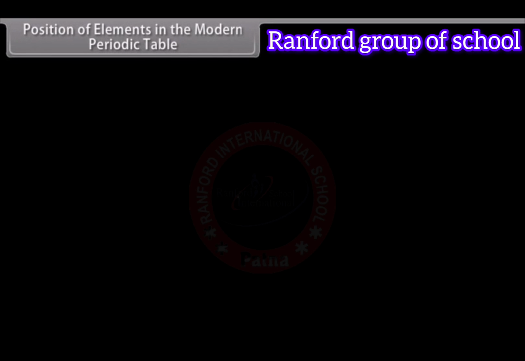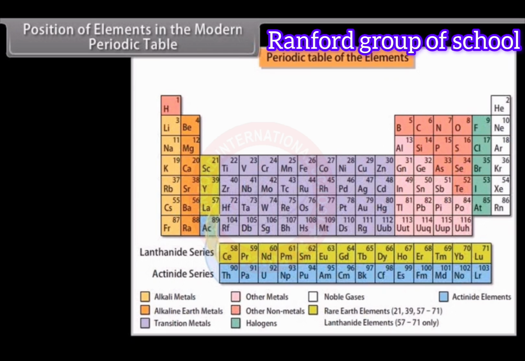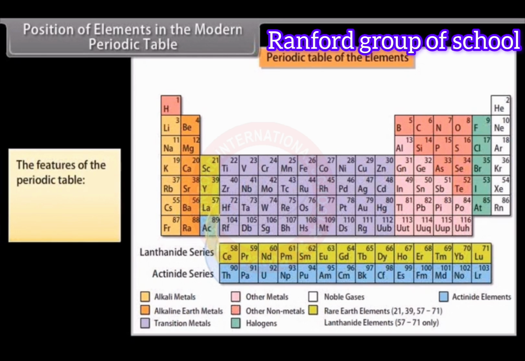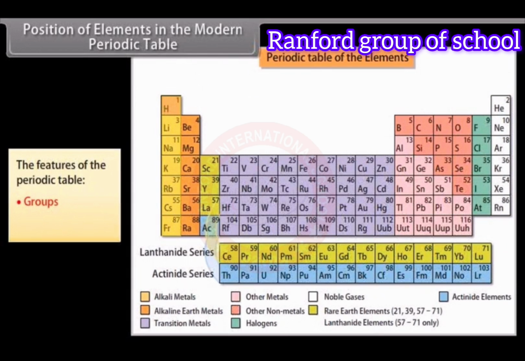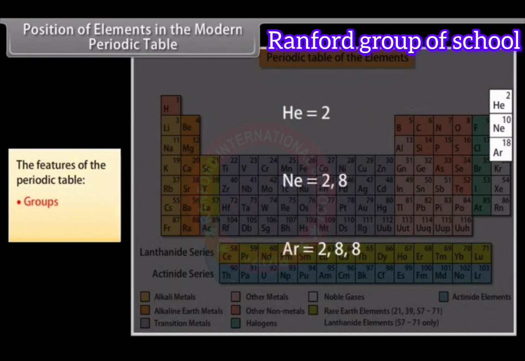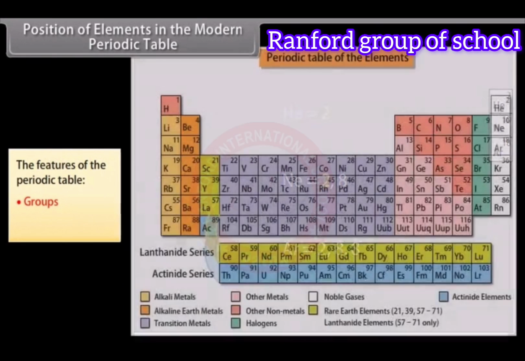Position of elements in the modern periodic table. The most commonly used periodic table is the long form of modern periodic table. Let us look at some features of the periodic table. Groups. The periodic table has 18 columns. These columns are called groups. The extreme left elements of the group contain alkali elements, and the extreme right elements contain noble gases. All elements in the group have similar electronic configurations and have the same number of valence electrons.